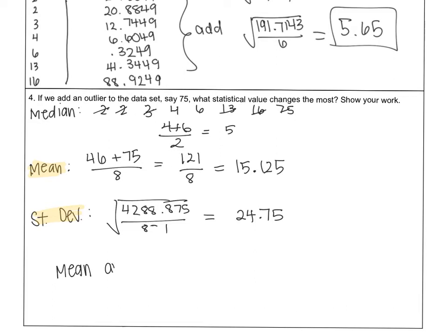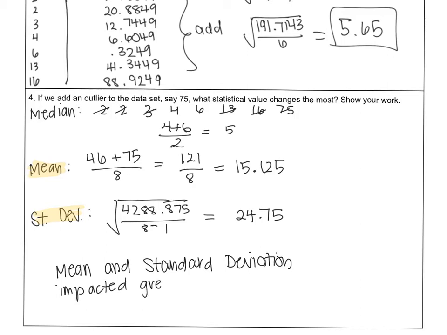mean and standard deviation are impacted greatly by outliers. So now it did take about values that changed the most, not just values that changed, because the median did change, but it didn't change by a lot. So the 2 statistical values that changed the most based on outliers are the mean and standard deviation.